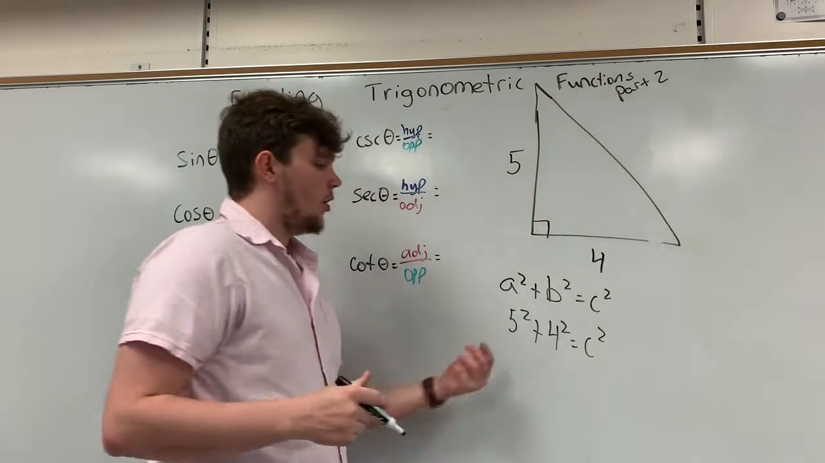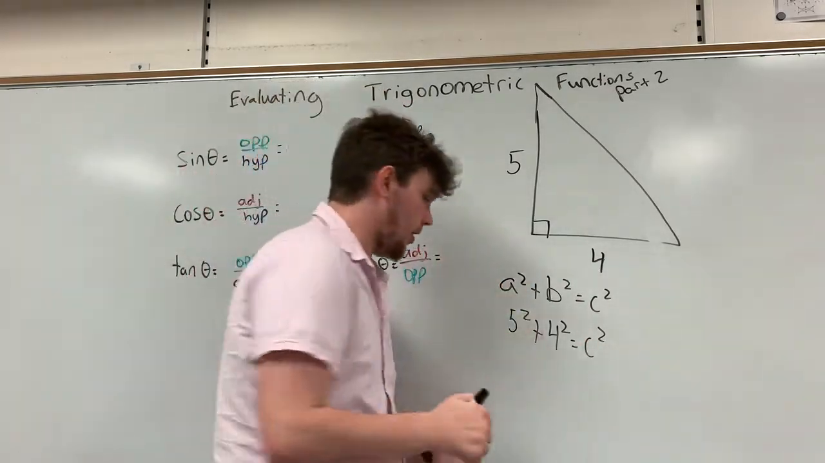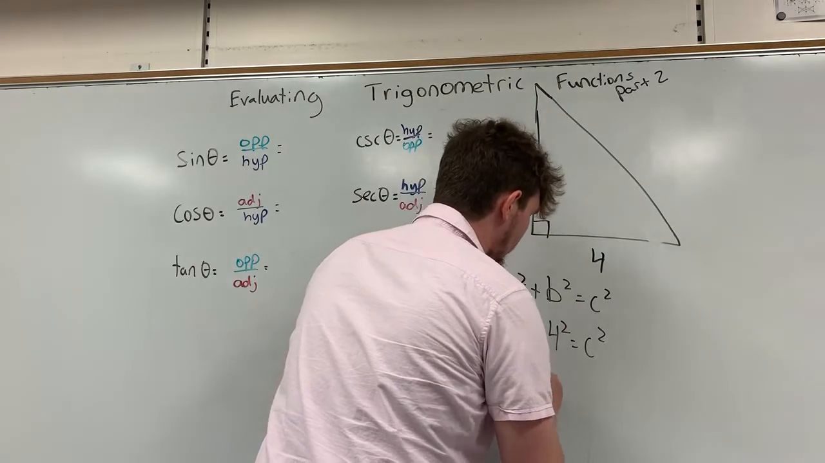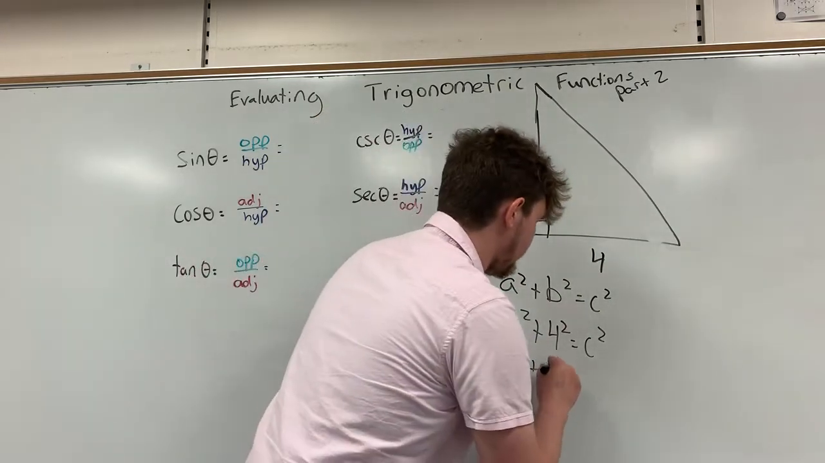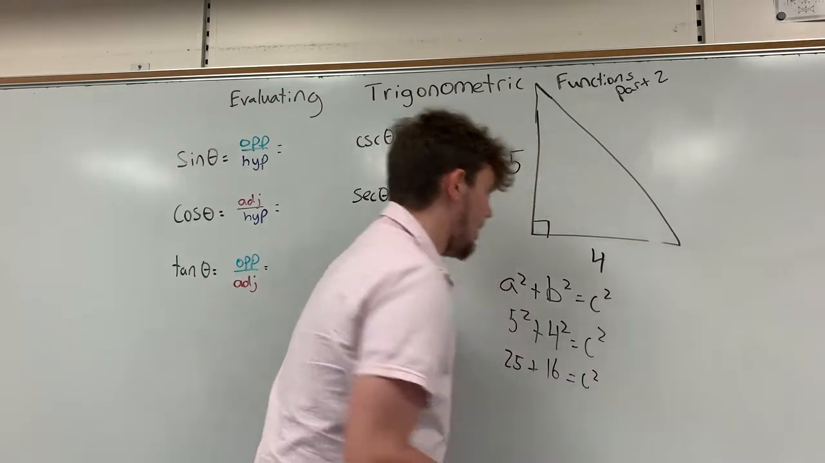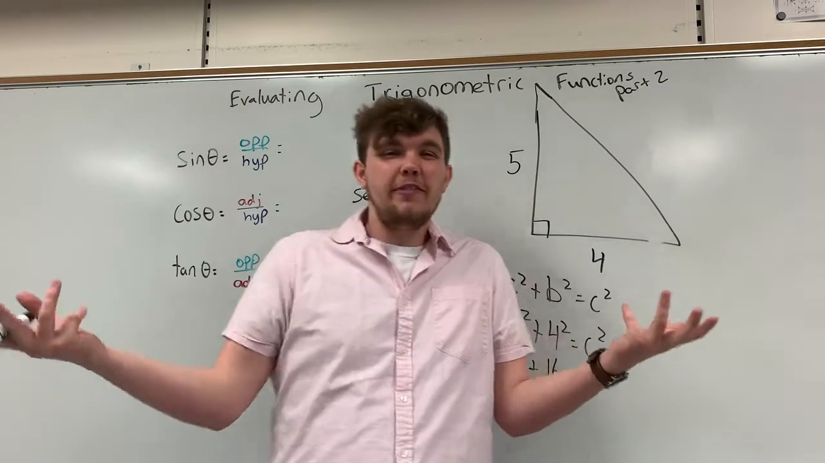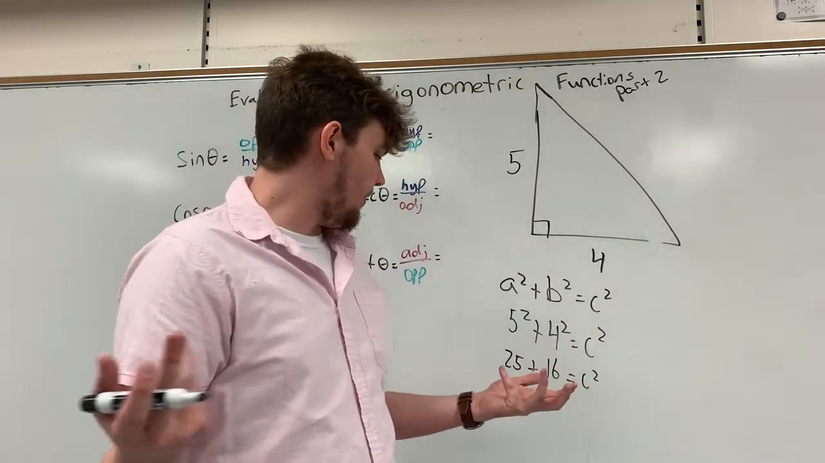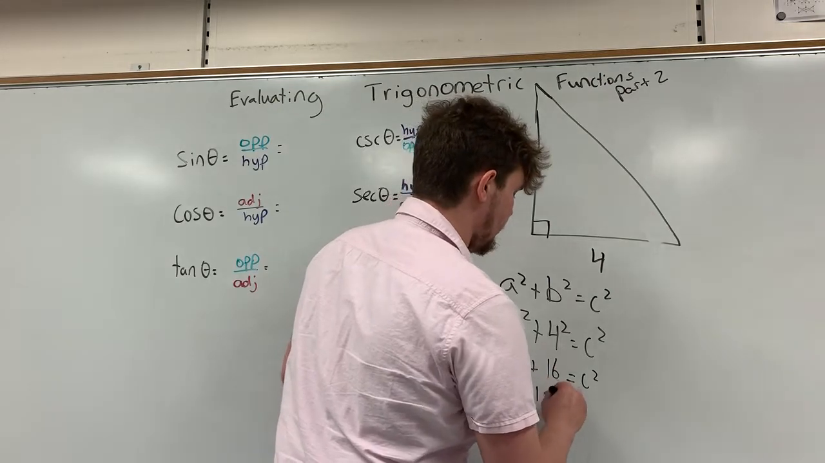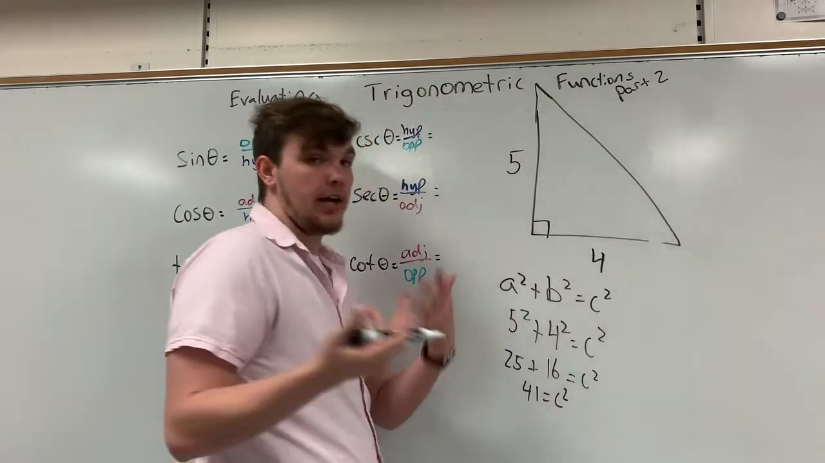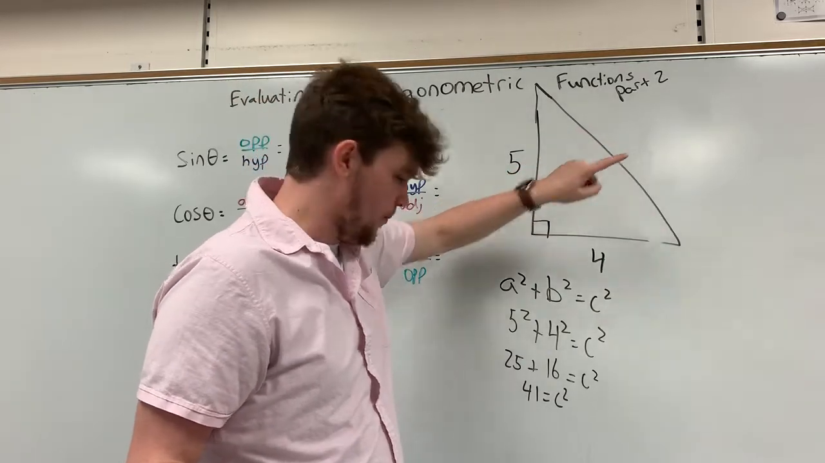Okay, and then what's 5 squared? Well, 5 squared is the big old 25, right? 25 plus 4 squared, which is 16. So I got 25 plus 16 equals c squared. What's 25 plus 16? I think that is 41. So 41 equals c squared. Okay, good, we're done, right? This side is 41. No.